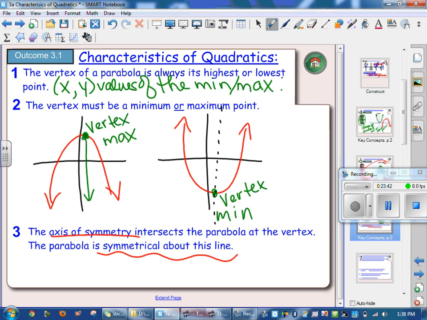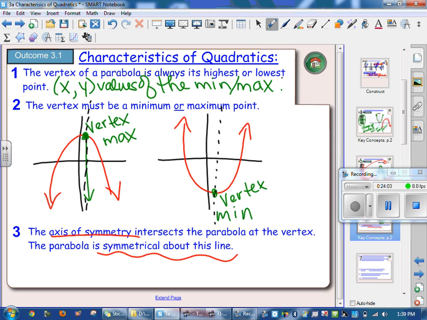So if I chop that graph in half right along that line, I'd be able to fold it over and it would coincide completely with the other side. So it's going to be a mirror image. Same thing over here. If I cut it down the middle line, again, you're going to have a mirror image. Okay, that's what it's telling you.